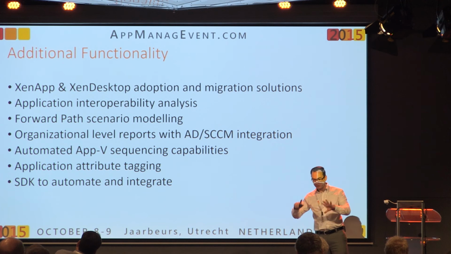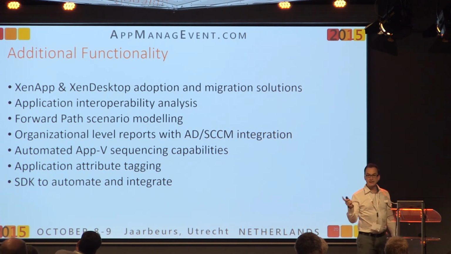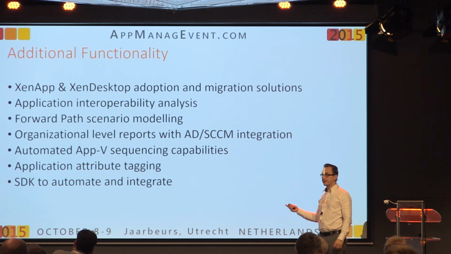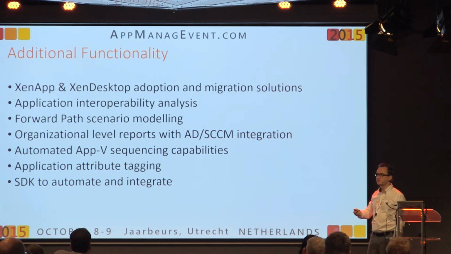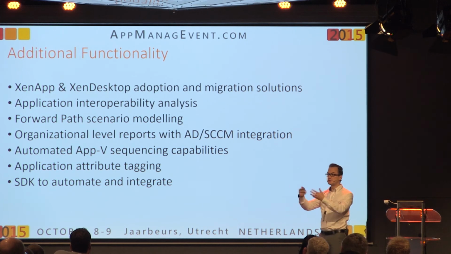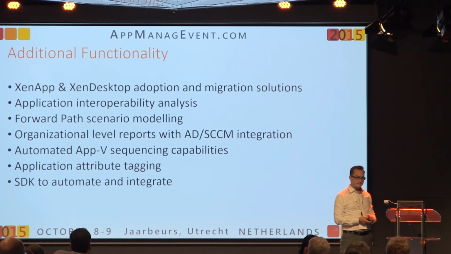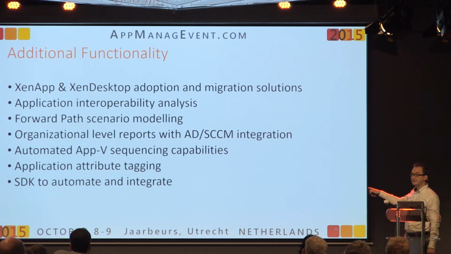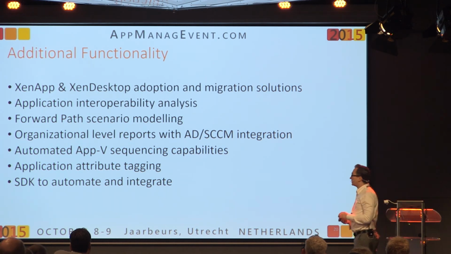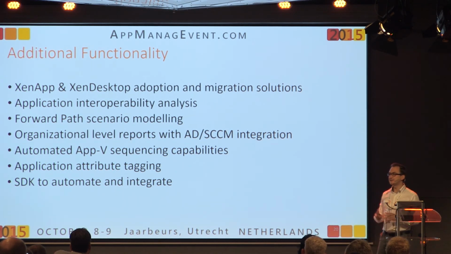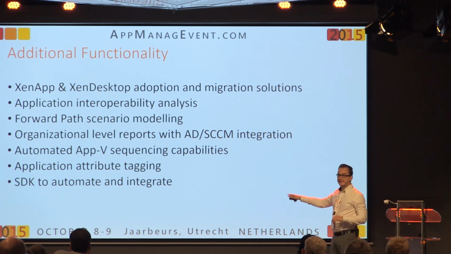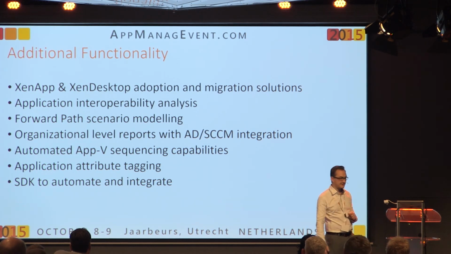Application attribute tagging, very technical way of putting it, but what it allows you to do is integrate your data into AppDNA. So if you wanted, for example, to track the license cost or the business unit owner of the application, you can create attributes to store that data within AppDNA. And finally, we have a full SDK. So if you're a third-party software provider and you're looking to get some of the AppDNA data and you'd like to show it in your console, the SDK, you can use that to import, analyze, extract data out of AppDNA.